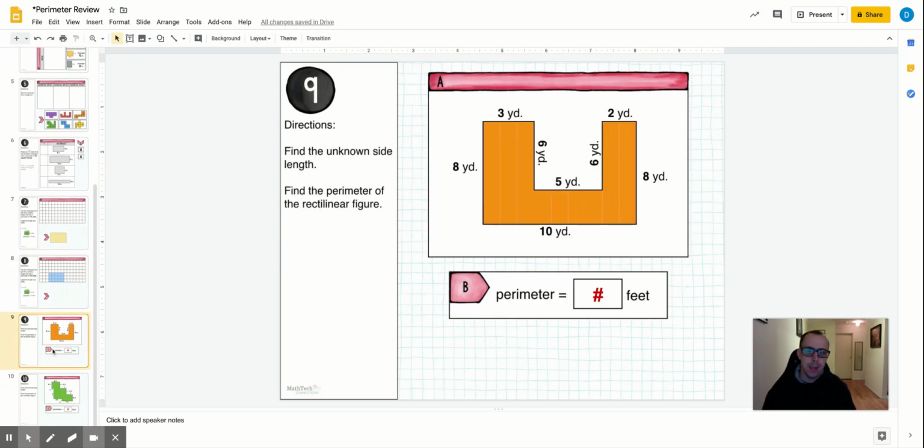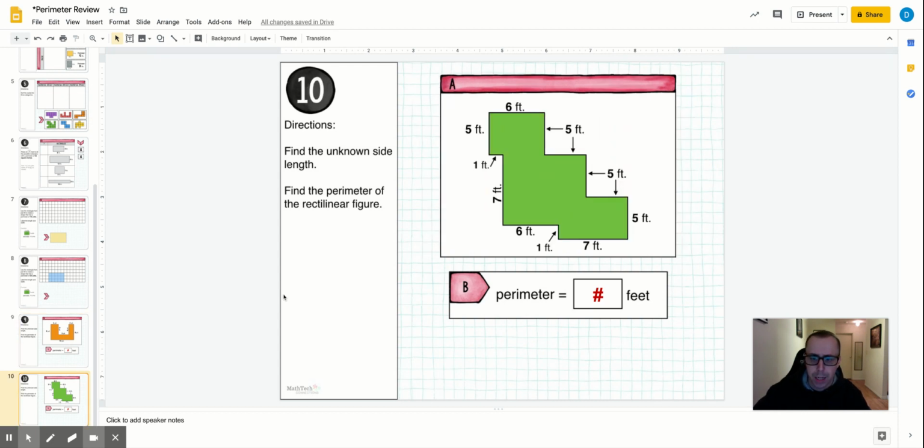Okay, here. Now, again, there's a little bit of a mistake in the directions here, and I am unable to edit this. It says find the unknown side length, but okay, there is no unknown side length. They're all given to you. So you don't need to find any unknown. You just need to find the perimeter of what they call a rectilinear figure, okay? It does have rectangles in it, but it has multiple rectangles in it. So again, only finding the perimeter of that shape. And again, for this one, only finding the perimeter for this shape. There is no unknown side.